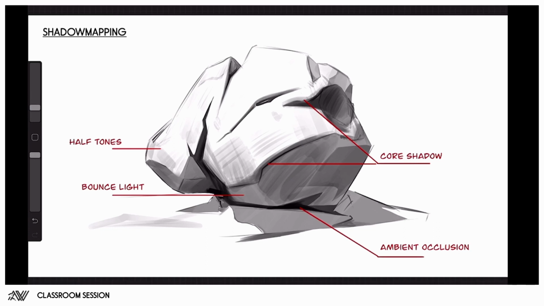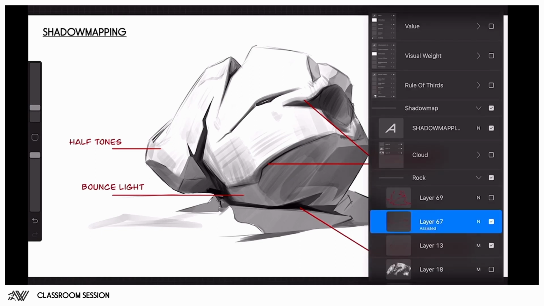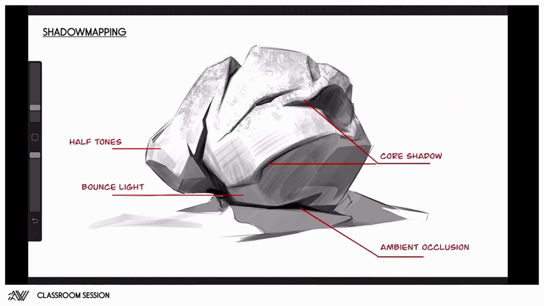Try to find your core shadows, try to find your shadow shape, try to find your bounce lights and your halftones. If you can do that successfully, you will almost always end up with a nice looking picture. And then it just comes to adding maybe a bit more detail, because the rock that I was looking at had some grass on top of it. So I tried to indicate that with the values that I'm doing here.